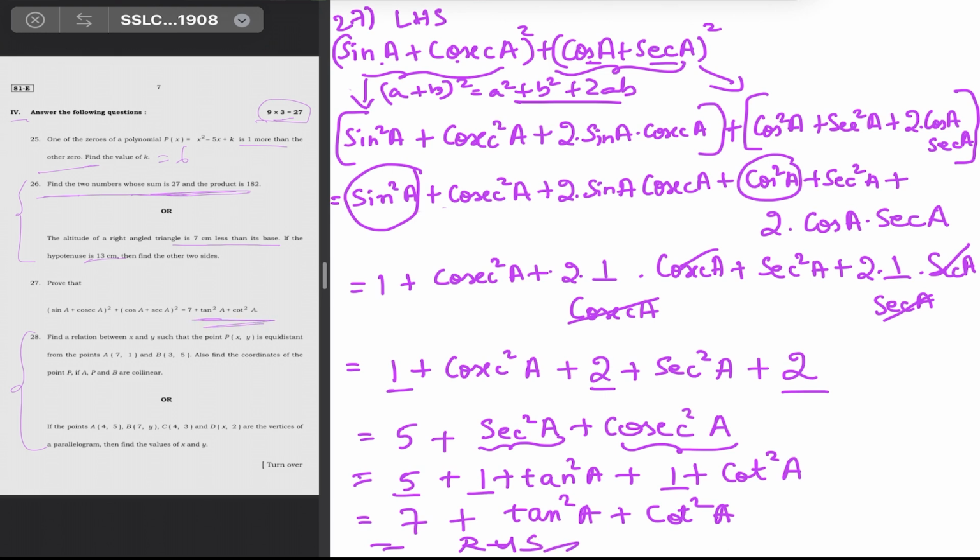Don't forget, here we have used secant square is equal to 1 plus tan square, and cosecant square we have used as 1 plus cot square to arrive at the RHS. Coming to the next question.